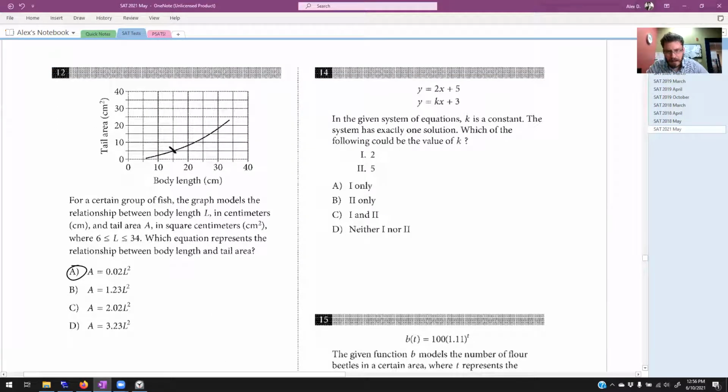They tell us that it has exactly one solution. That means that these are not parallel lines. They have different slopes. So, which could be the following? It cannot be 2 because they have different slopes. So it's 2 only.